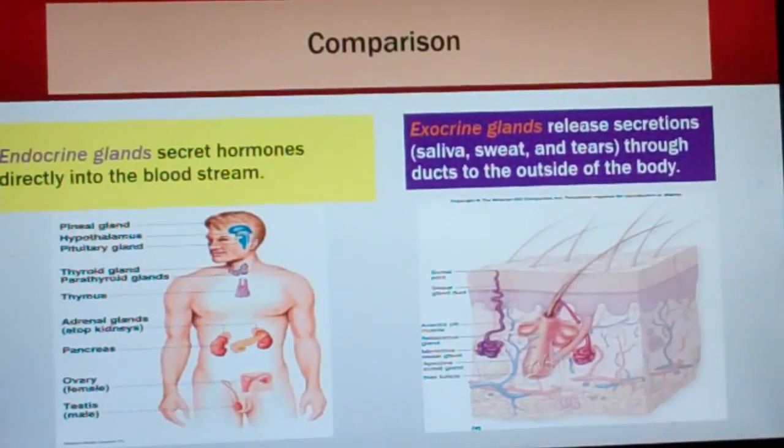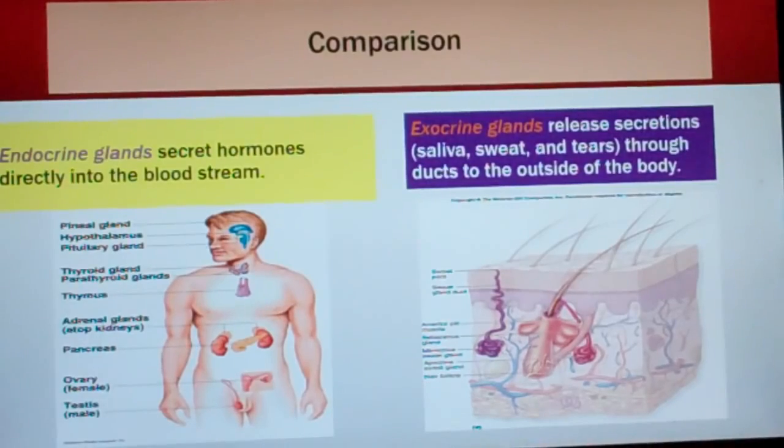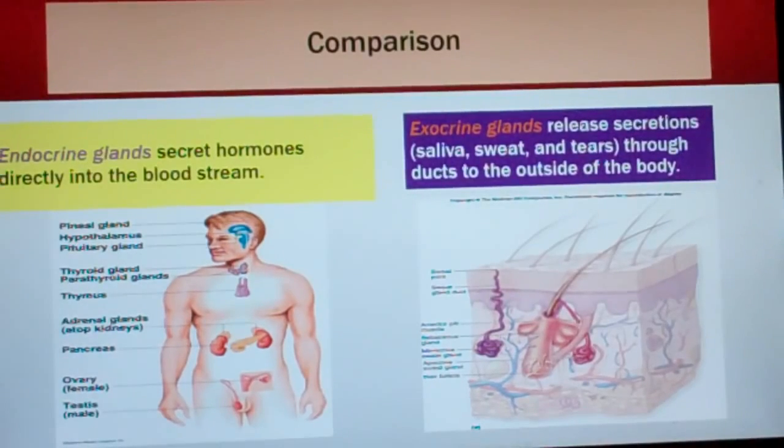Comparison. Endocrine glands secrete hormones directly into the bloodstream. Exocrine glands release secretions like saliva, sweat, and tears through ducts to the outside of the body.